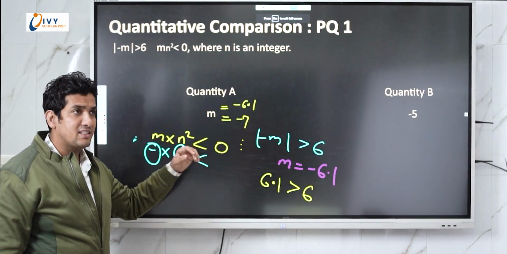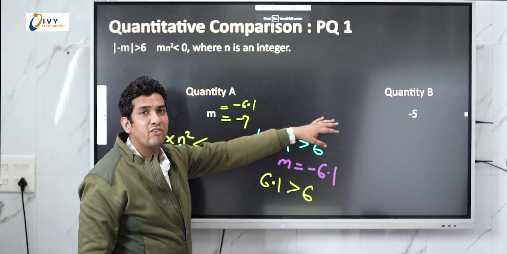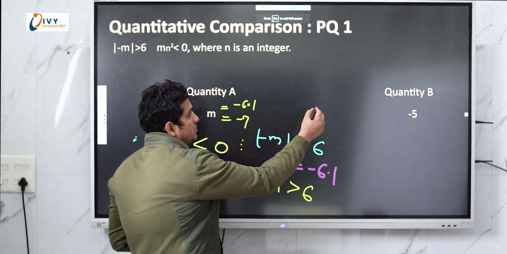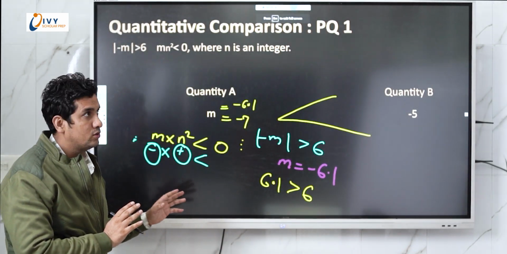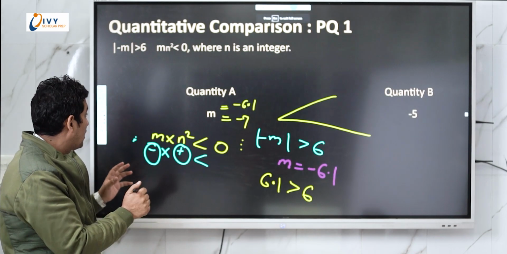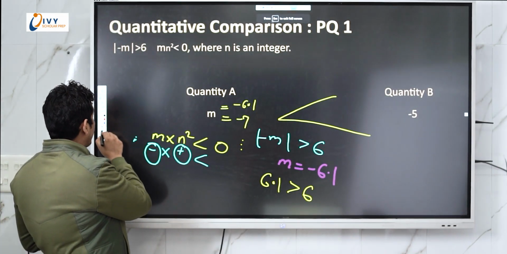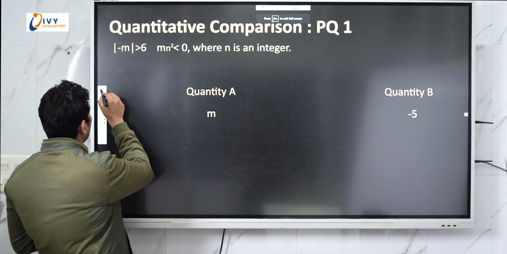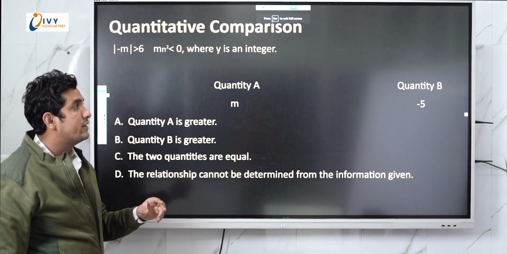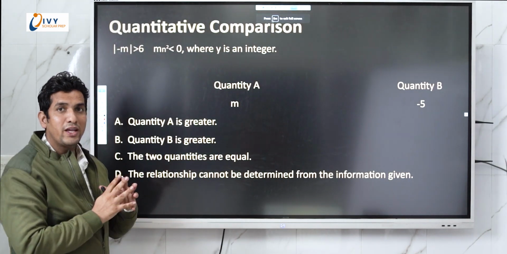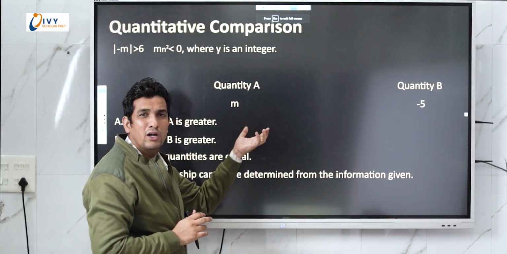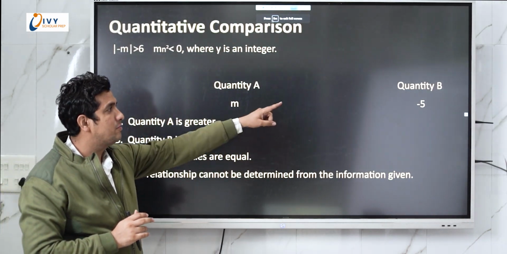So in all these cases, the quantity B, which is minus 5, is always bigger. So that's going to be your answer, right? Quantity B is bigger here. So that's the way to approach these problems. Now, if you look at the answer choices which are given to you, how do you write it there? You simply say quantity B is bigger because that's minus 5, and as you could see, we had for m minus 6.1, 7 and so on. So that's why quantity B is bigger.